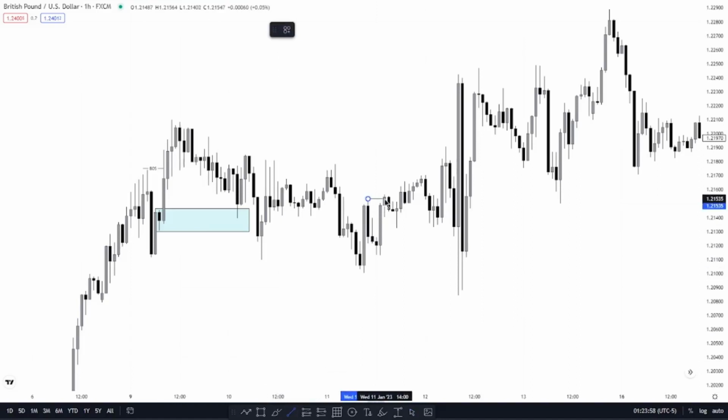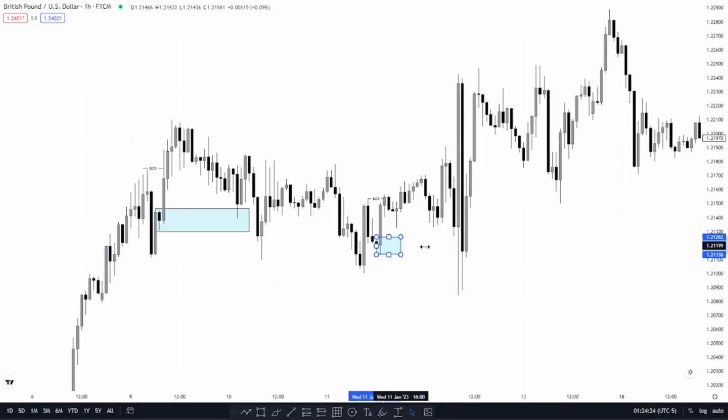According to the retail trader, as you can see, price has taken out this high with a candle body close. So to them, this is a valid break of structure. And the books tell you that after a break of structure, the OB is the last opposite candle before the impulsive move that leads to the break of structure. And as you can see, this is the last opposite move.